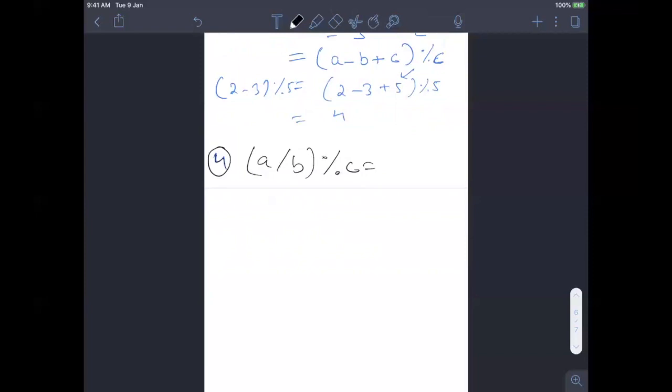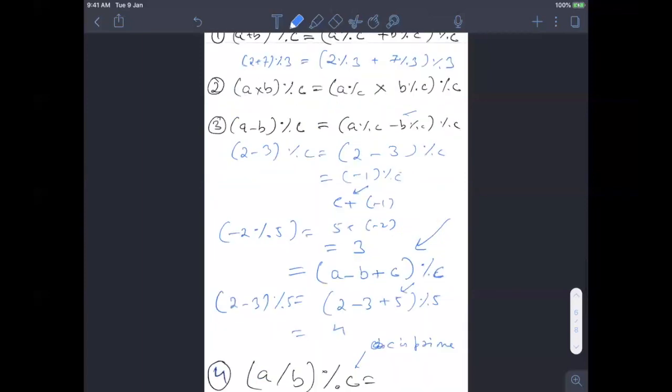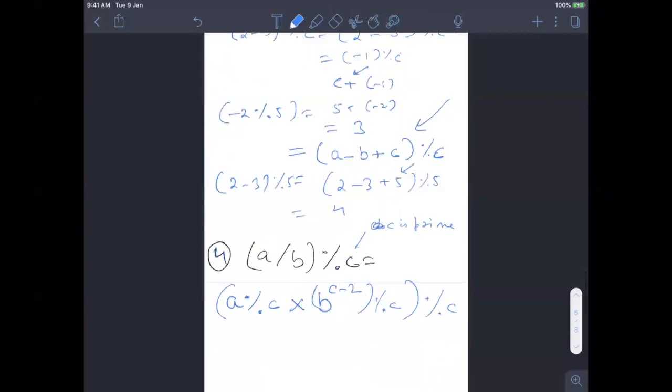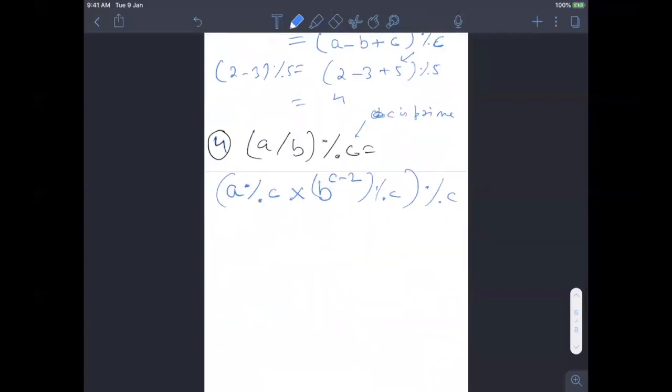This is the most important formula. A divided by B mod C can be written as (A mod C into B to the power C minus 2 mod C) and whole mod C, only if C is prime. Okay, so now this is interesting. These things are very simple, but let's first talk about that question, and then we'll discuss this fourth part.